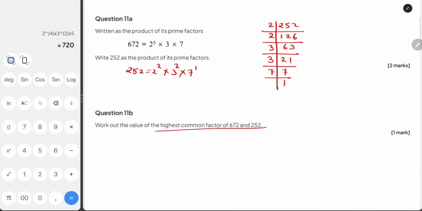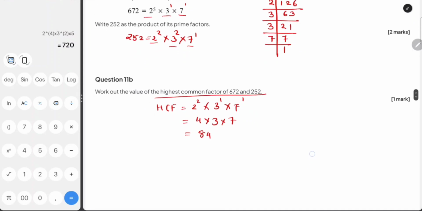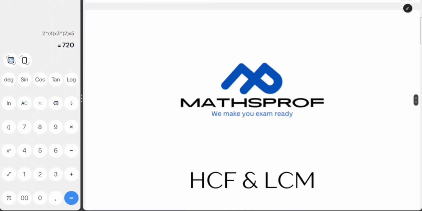Now we are supposed to find the HCF of both of them. So for HCF we take the lowest power. 2's lowest power is 2 raised to 2, 3's lowest power is 3 raised to 1, and 7 raised to 1 in both, so the lowest power will be 7 raised to 1. 2 raised to 2 is 4 times 3 times 7. 4 3's are 12, 12 7's are 84. So your HCF is 84. Clear? Let's jump to the third worksheet.